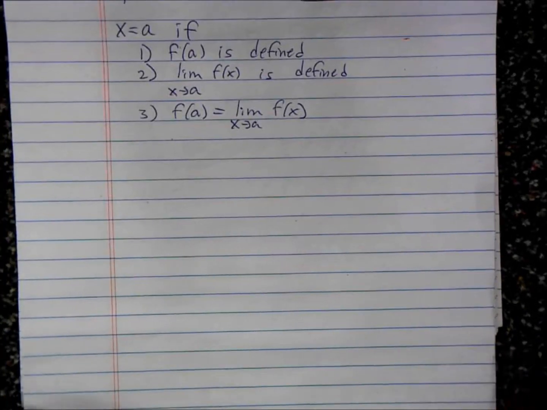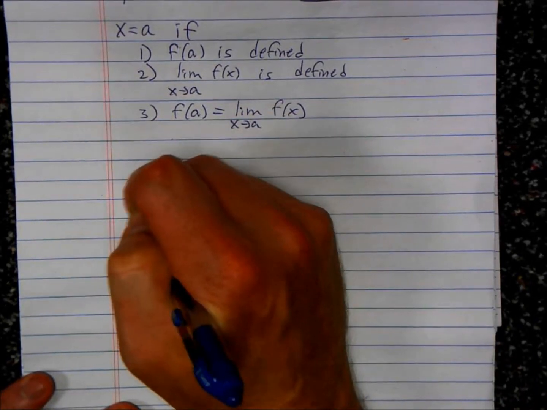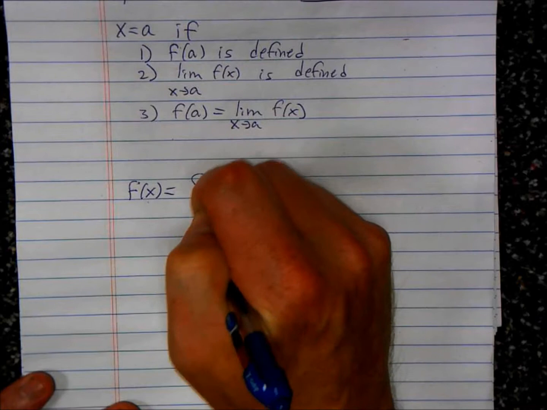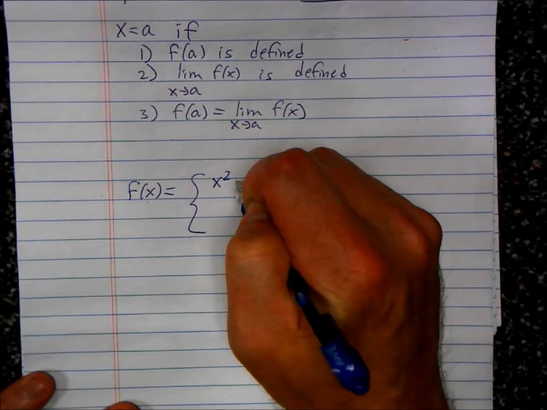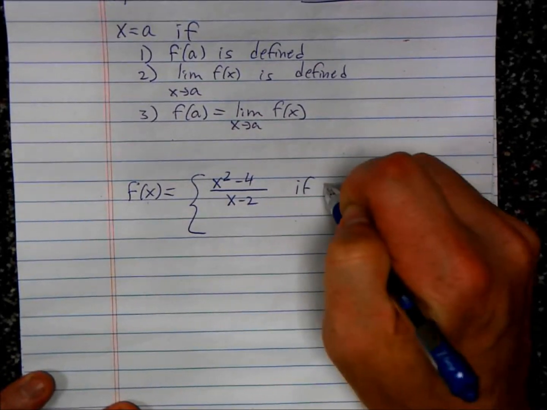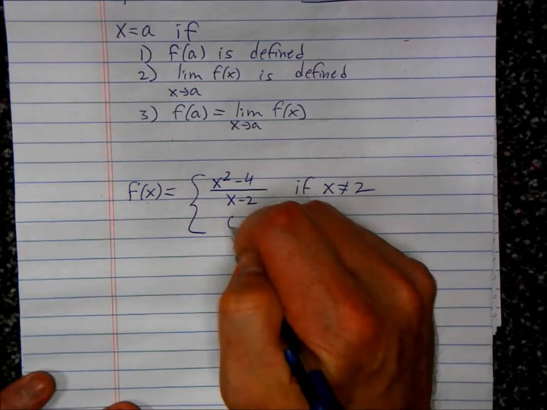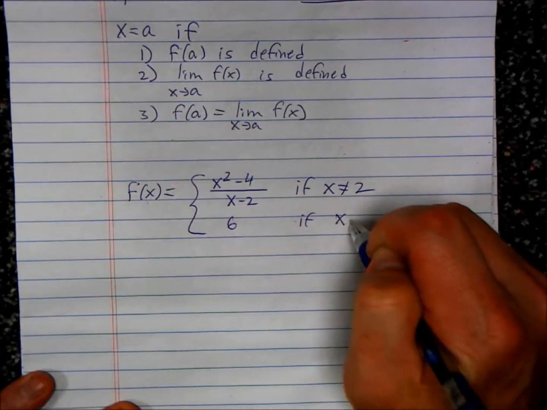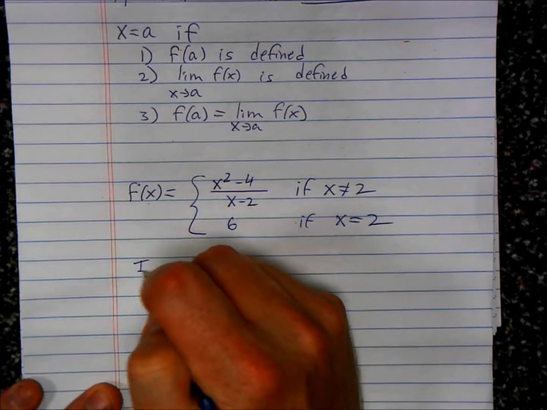And today we'll do some examples. So I'm going to make up a piecewise defined function here. F of x is the function x squared minus 4 over x minus 2 if x does not equal 2, and it has, let's say, 6 if x does equal 2. So my question is, is this continuous at x equals 2?